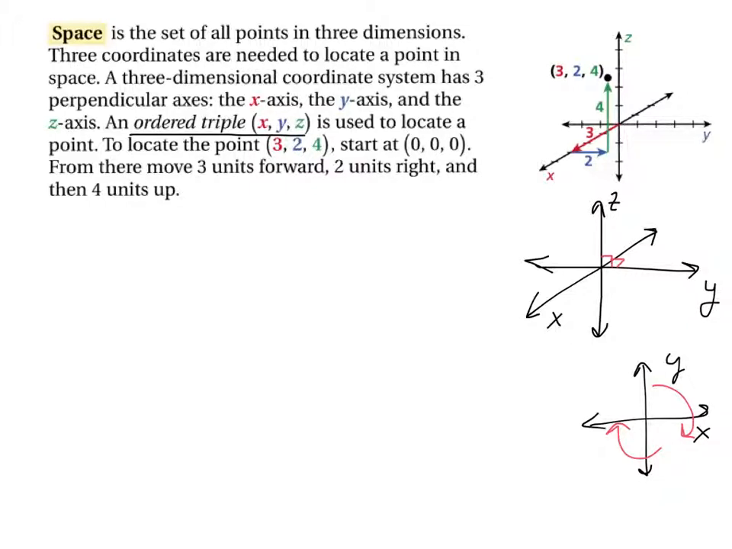Now, to graph it, 3, 2, 4. So 3 is how many out from the x-axis we go. So in the front, these are positive. Back is negative. So we go forward 3 for the x-axis, right 2 for the y-axis, and up 4 for the z-axis. So this point, 3, 2, 4, is the ordered triple that we just graphed.